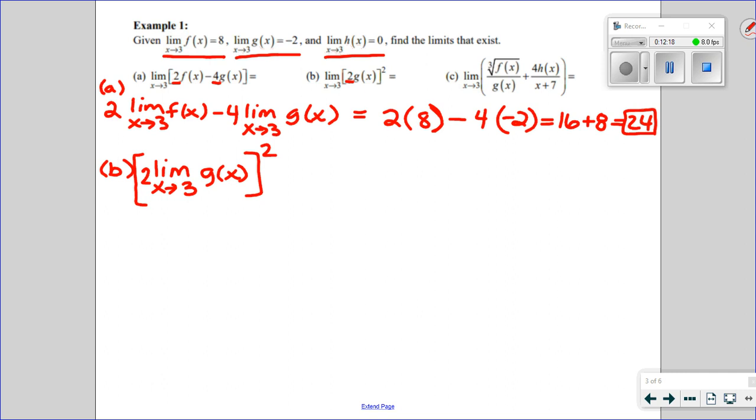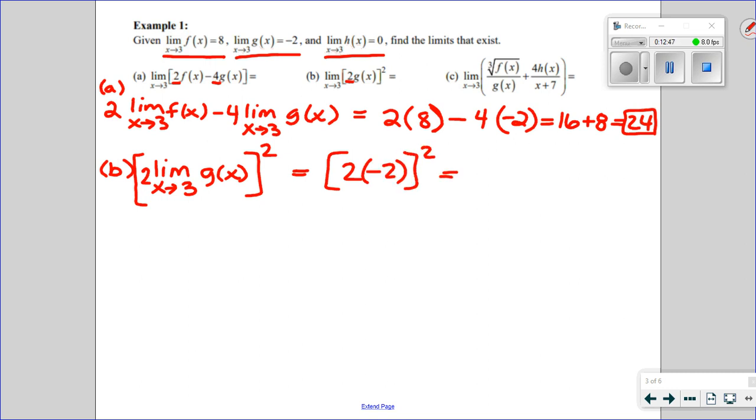So I also used two properties here. The constant multiple property allowed me to put the 2 in front of the limit. And then I also used that exponent property that says I can evaluate the limit of the function and then raise it to the power, okay? All right, so now we're just going to substitute. I know that the limit as x approaches 3 of g of x equals -2.